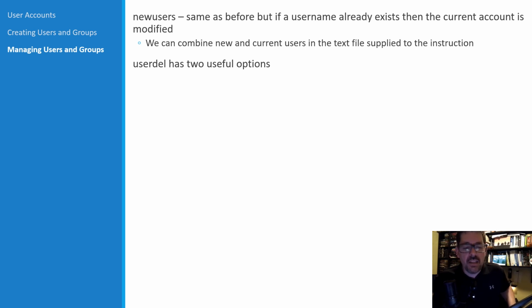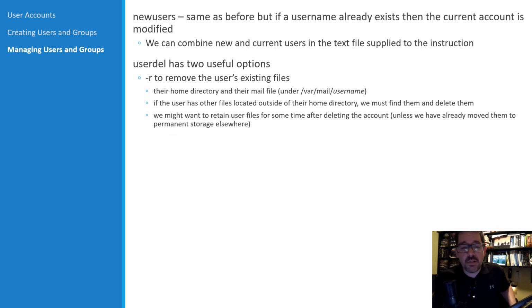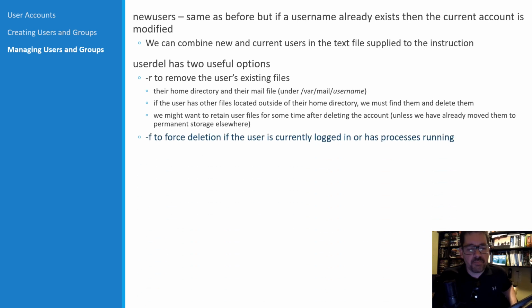userdel is for deleting user accounts, but if you add the -r to userdel, nice little feature, it's going to automatically remove both their mail directory and their home directory. So you don't have to go and scrub all that stuff. It'll just do it for you if you add that -r on the command. Oh, and you can also use -f if you want to force deletion, even if the user is currently logged in and running processes. So it'll kick them out and delete all of their stuff.